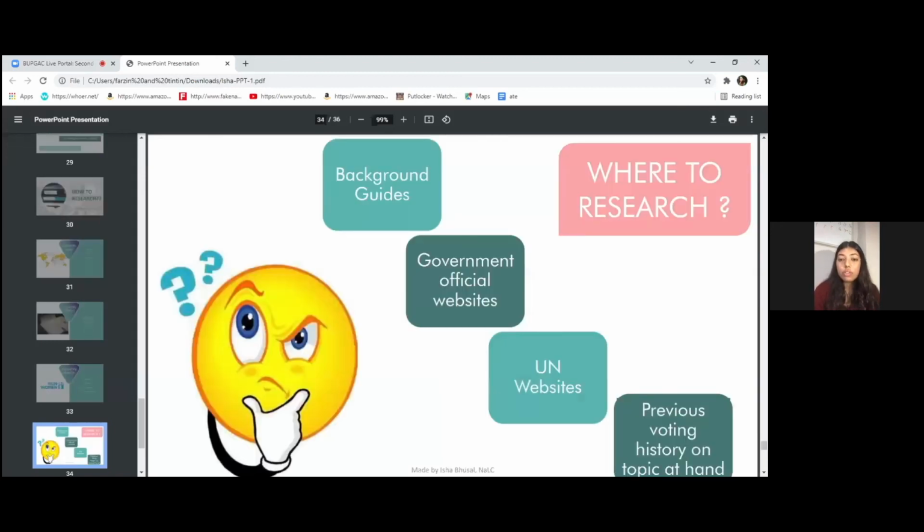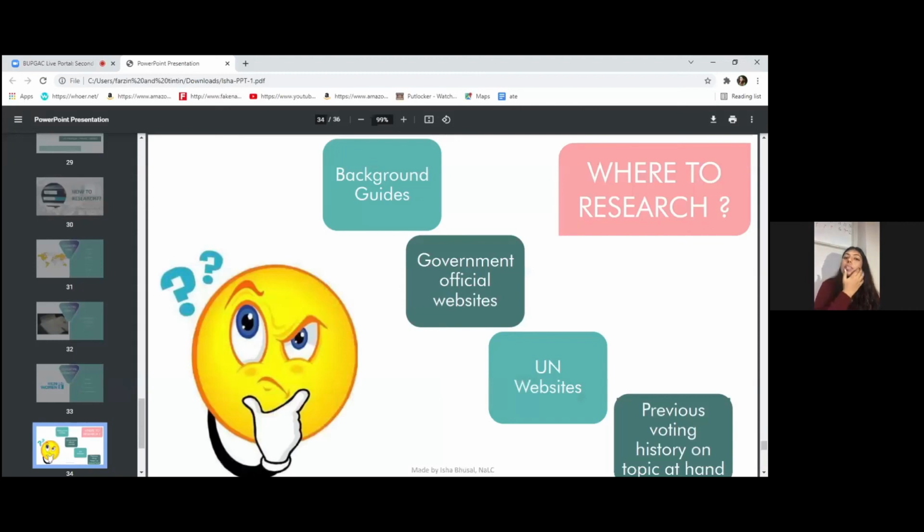So yeah, where to research? This is where you research for your position paper, or if anybody is making something, if the dais are preparing the reports, or even for the background guide. If you're a delegate, then you can do your research on the background guides itself, because the organizers and the dais members do a very good job on detailing everything. So you can use help from that, right?